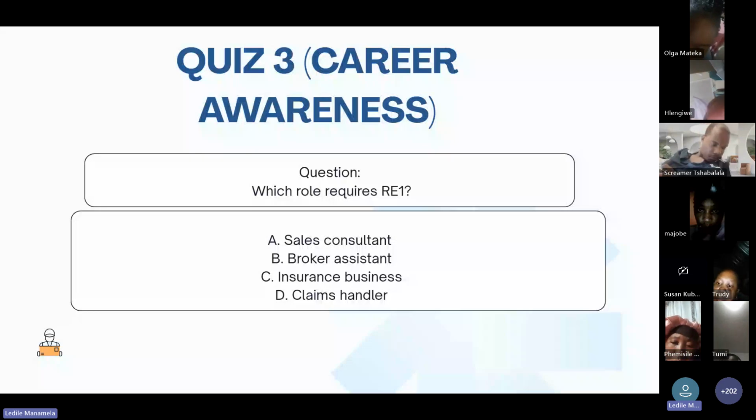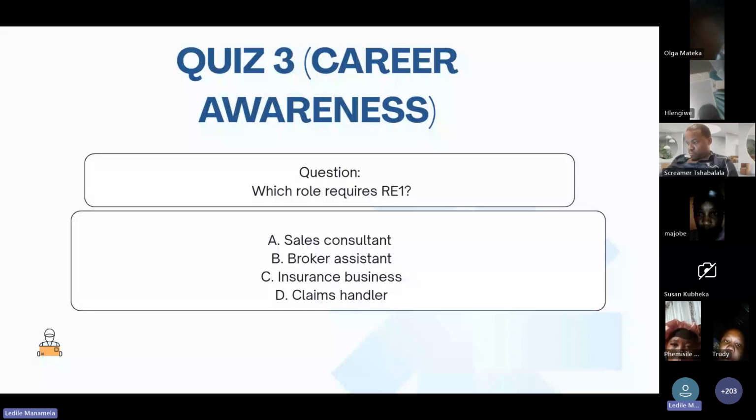In the interest of time, guys, a sales consultant is someone who does sales. For you to do sales, you actually require RE5, especially if you are working for an insurance company. So you are a representative. Remember, RE5 representative, RE1 key individual, KI. RE5 representative, what are you representing? The company or institution that you're working for. You are selling the products that they are offering.